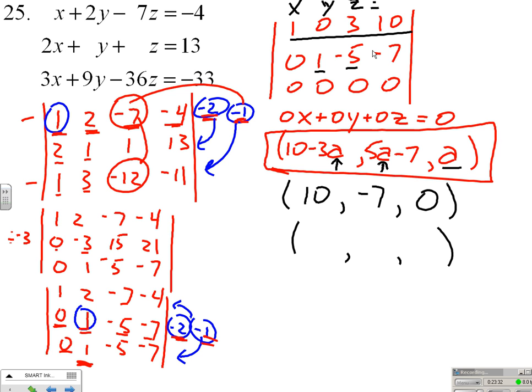And I can pick any value I want for a. What if I put in 1? I get 5 times 1, 5, minus 7, negative 2. I get 10 minus 3 times 1, 10 minus 3, 7. And what if I put in 2? I get 5 times 2, 10 minus 7, 3. I get 10 minus 3 times 2, 10 minus 6, 4. So that generates the ordered triples.